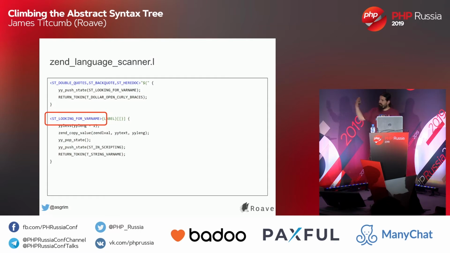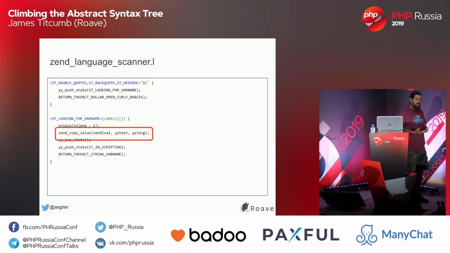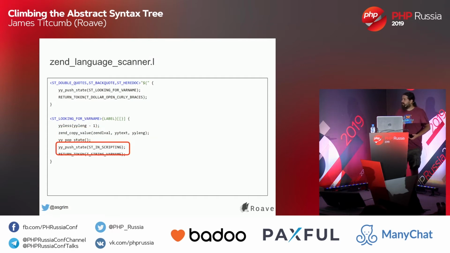The second part is the closing part of what we've just done. We're going to be in the looking-for-variable-name state, right? We look for a label, which is basically a shorthand definition, followed by a curly brace. What we do now is copy the semantic value into the token stream and give that token some actual context. In this case, it's the name of the variable we're putting into the string. And then we change the state back to scripting.